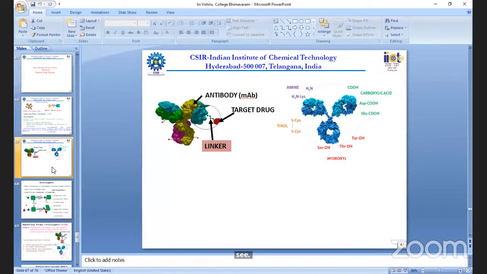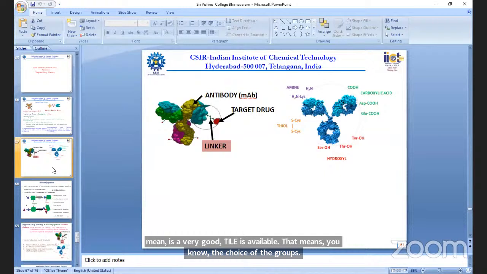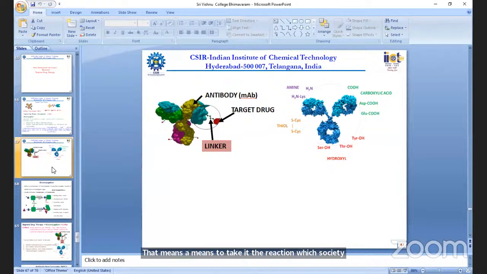Hydroxyl groups are available. Carboxylic acid is available. Amine is available. Thiol is available. That means you have a choice of groups. Which side do you want to take to the reaction? Amine, acid, hydroxy group, or thiol side.